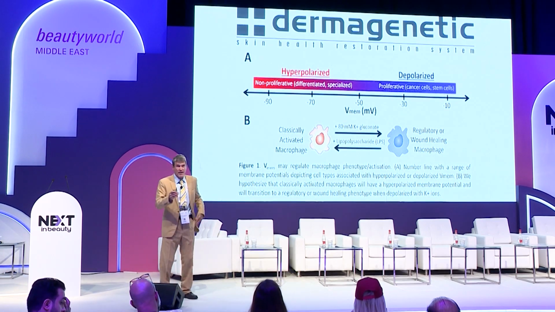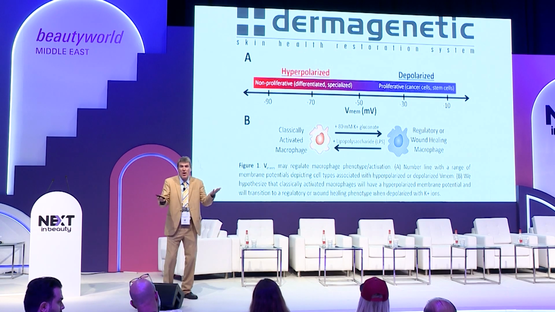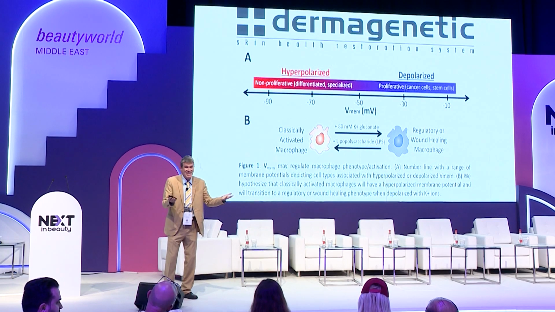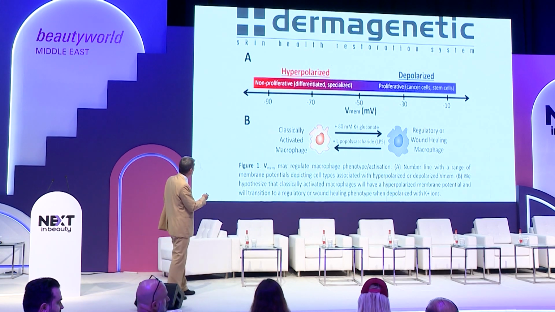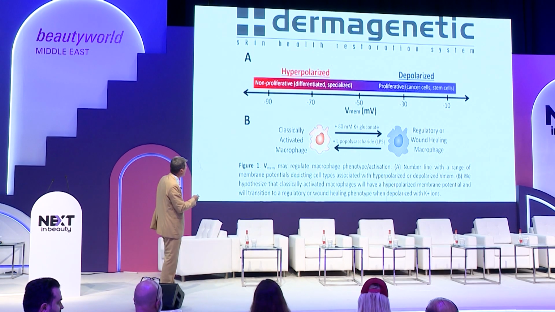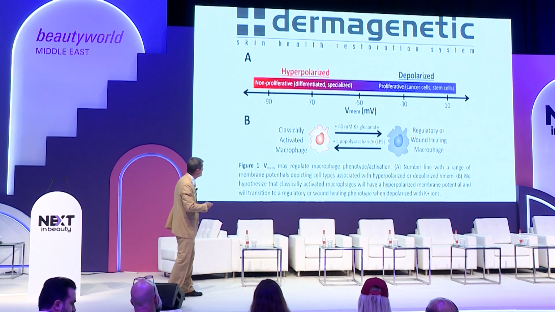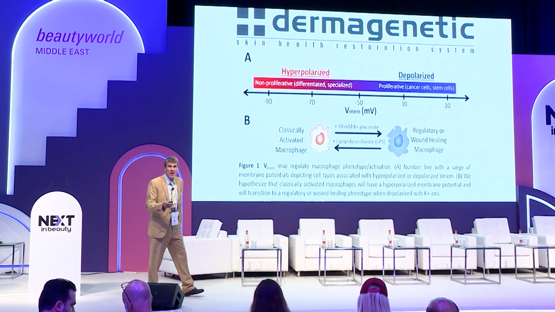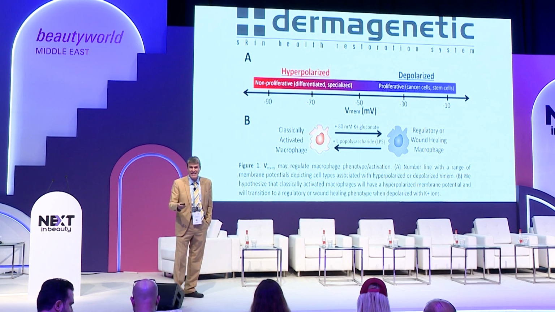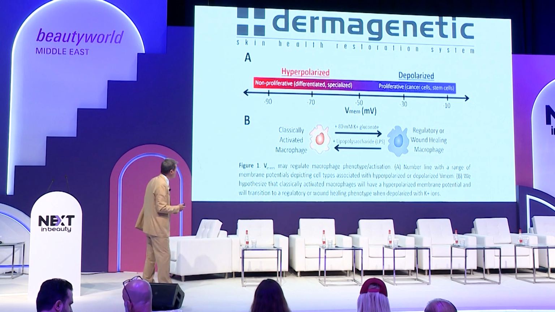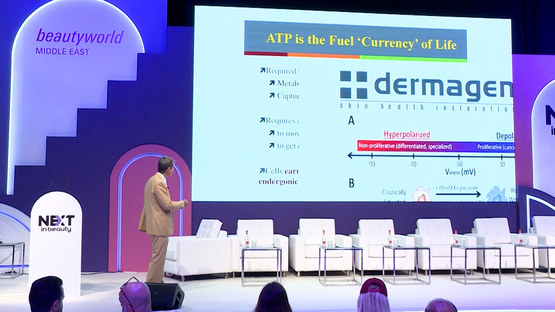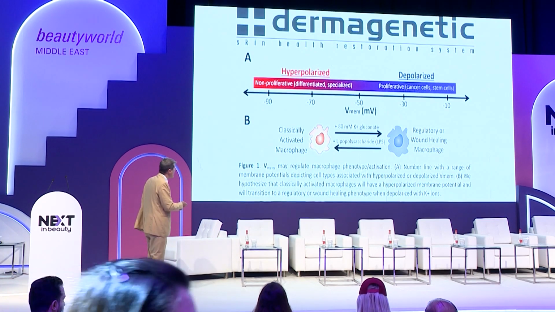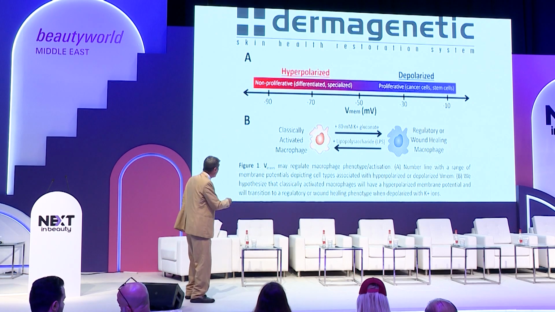Always the cell is programmed to keep the homeostasis. But this homeostasis, what does it need to go outside of the balance? That means it has to be hyperpolarized or depolarized. If it is depolarized or hyperpolarized, what is the meaning? The meaning is that the macrophages in both cases are activated.